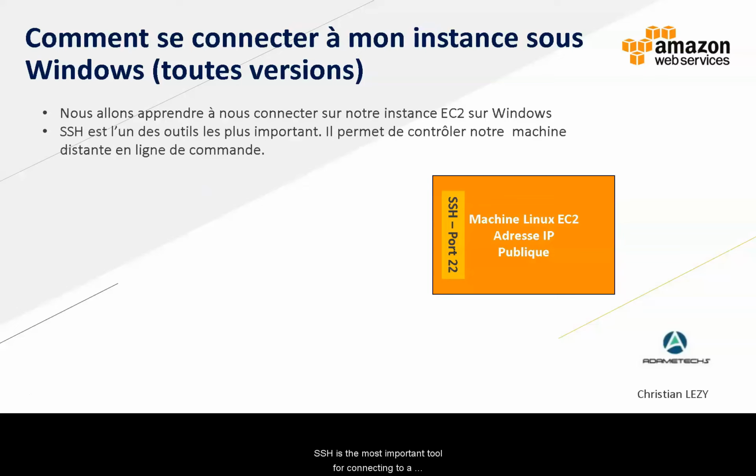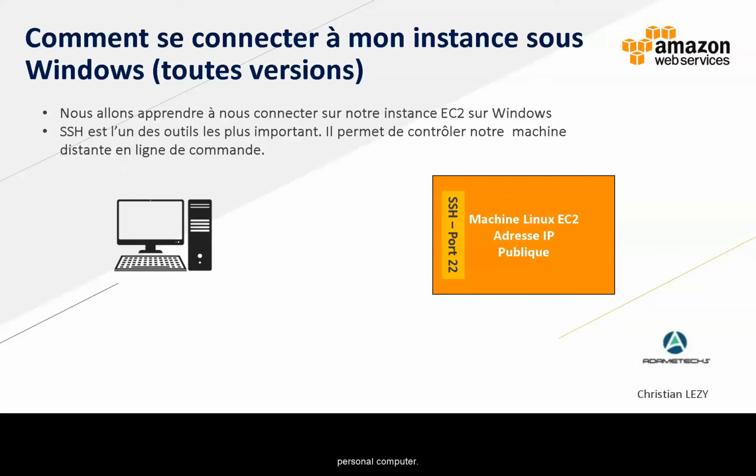SSH is the most important tool for connecting to our machines, as it allows us to take control remotely and execute commands. To do this, you'll need to install or use SSH from your personal computer. You'll be able to communicate through the internet.